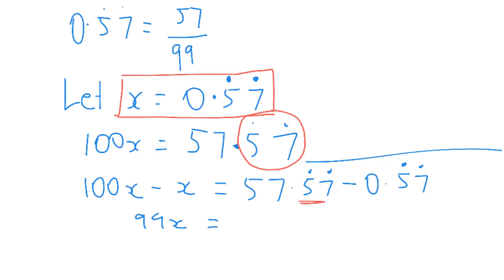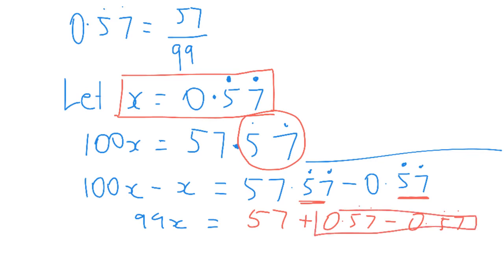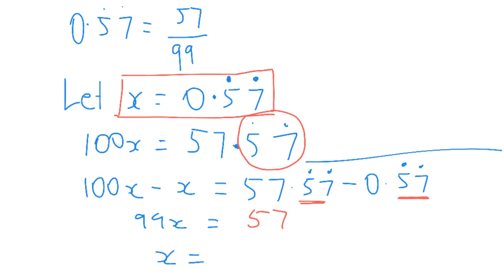Another way I can split it up, if you'd like, is I've now got 57 plus 0.57 recurring minus 0.57 recurring. And again, what I want is those two things to just cancel each other out. So that's what I end up with there. Once I've gotten rid of those, I just end up with plain old 57, which is what I'd like. To find my value of x, I'm going to divide by 99. I end up with x equals 57 over 99, which is what we started with, right?